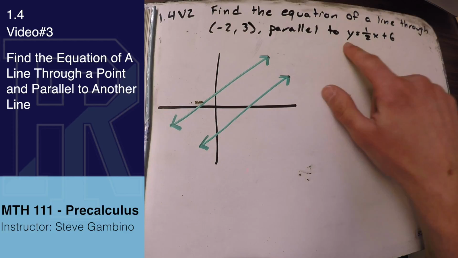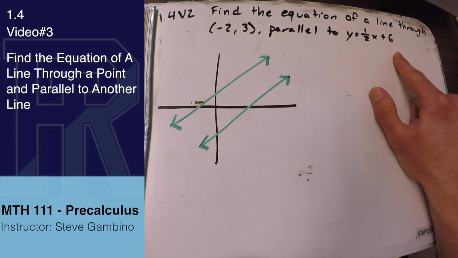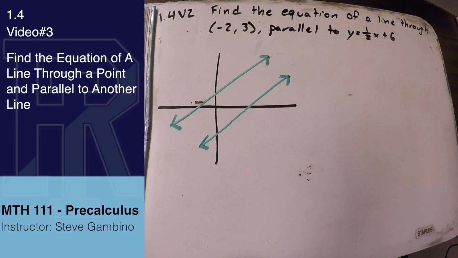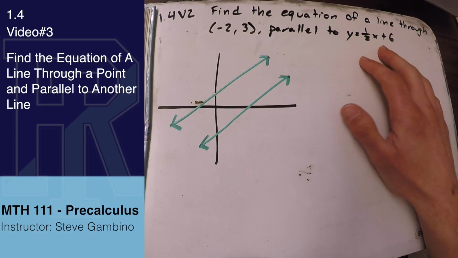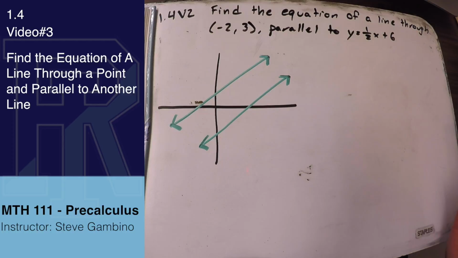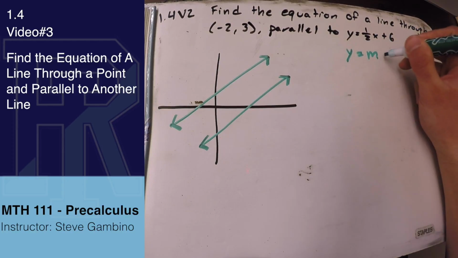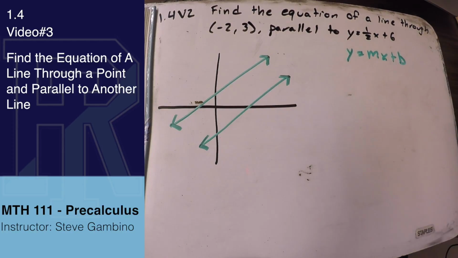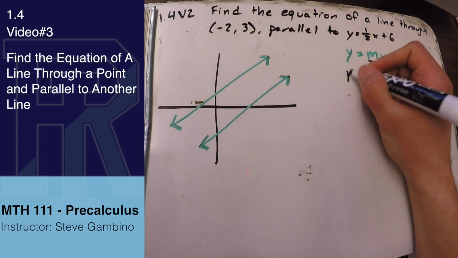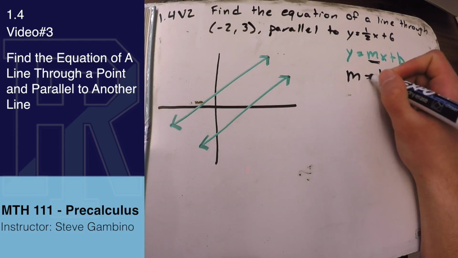Right? So if we look at this equation here, y equals 1/2 x plus 6, we have enough information to determine the slope of our line, right? And that's just if we remember back to our slope-intercept form, y is equal to mx plus b, where m is our slope. So if we compare these two, we can see, okay, in our case, m is equal to 1/2.